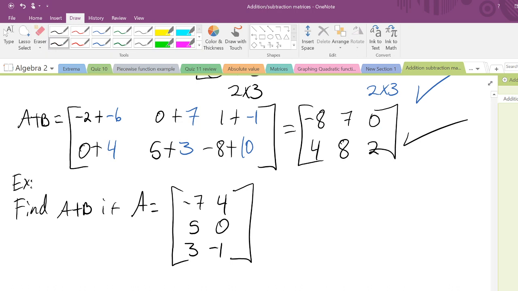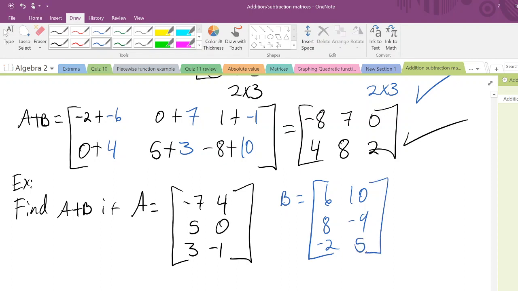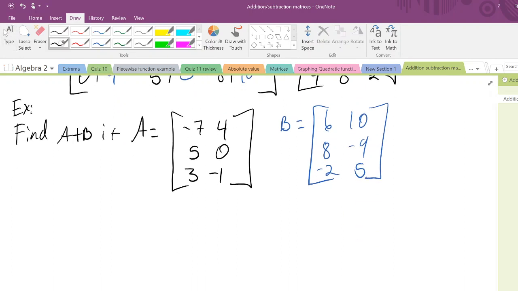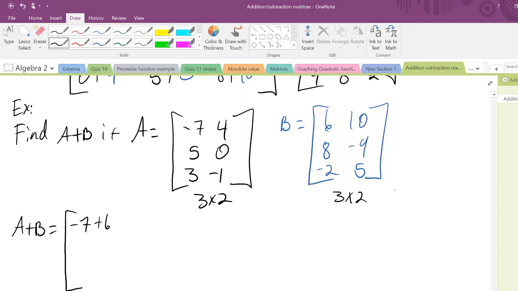Then you have b is equal to 6, 10, 8, -9, -2, and 5. I'm going to be doing the same thing. All right. So a plus b is equal to -7 plus 6. First of all, let's look at the dimensions. This is a 3 by 2, and this is a 3 by 2. So you can do it.